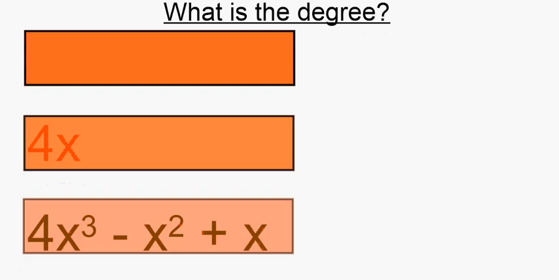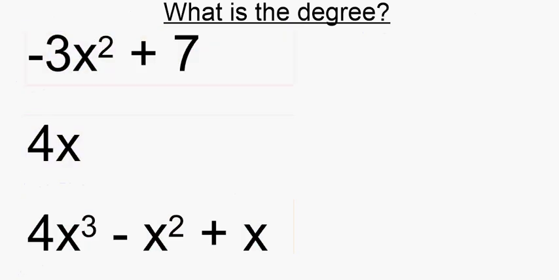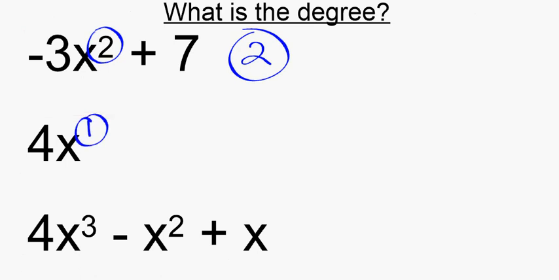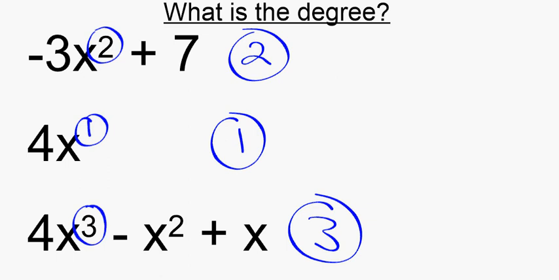What is the degree? Again, degree is your largest exponent. So the largest exponent here would be 2. Here it's a 1. And then here we have a 3.